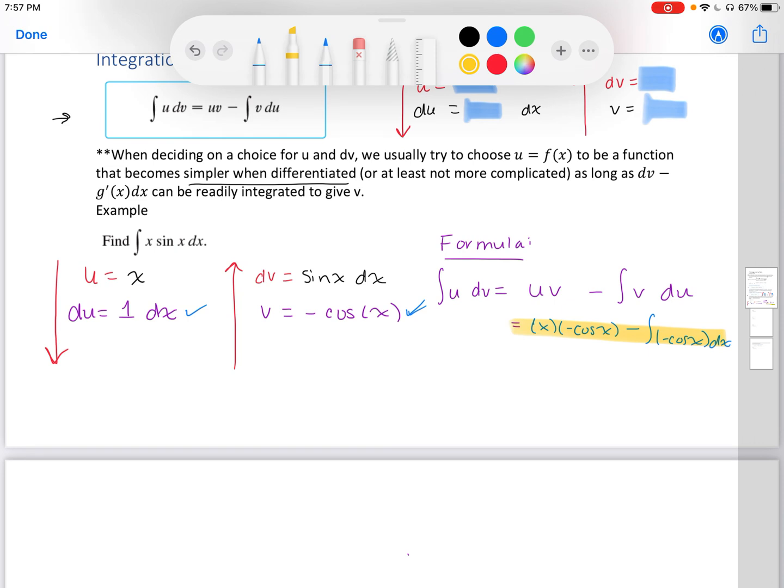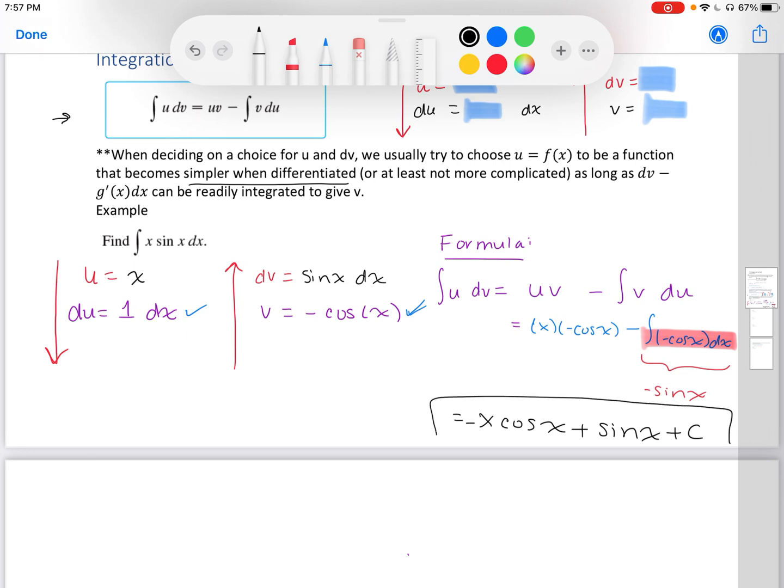Okay, but you see, we still have another integral to work with. This here. But that's an integral we can easily find, right? The integral of negative cosine of x is just negative sine of x. So putting it all together, our answer is x, negative x cosine of x, and negative negative makes positive, sine of x. And because it's an indefinite integral, don't forget your plus c. And this is integration by parts.